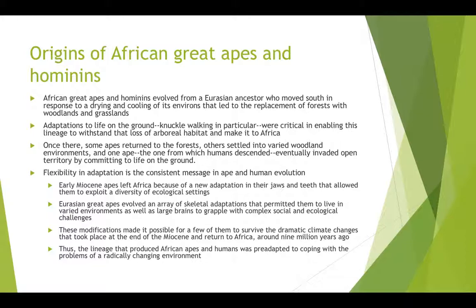They also see a grade shift. Apes have larger brains than monkeys, and this grade shift in brain size allows them to grapple with complex social and ecological challenges. These modifications made it possible for a few to survive the dramatic climate change that happened around 9 million years ago, where forests were shrinking and the savanna was spreading, and much of Europe was becoming more woodland, open areas versus dense forest. And so the lineage that produced African apes and humans was pre-adapted to coping with problems of a radically changing environment. So they were perfectly poised then to develop into these early hominins.